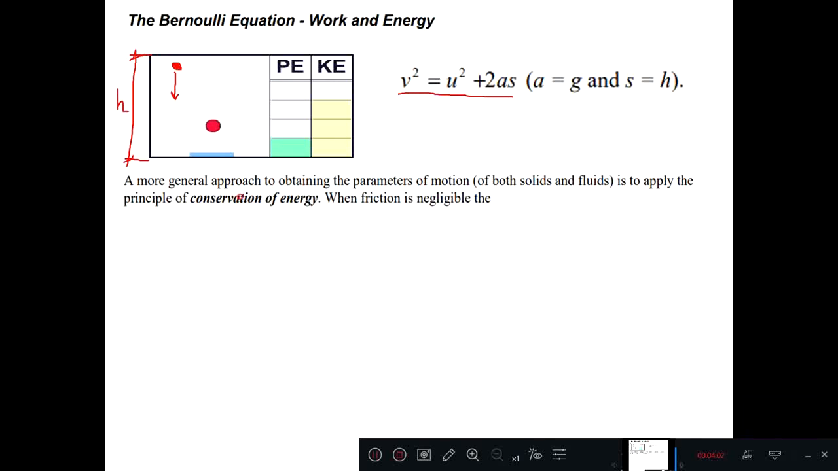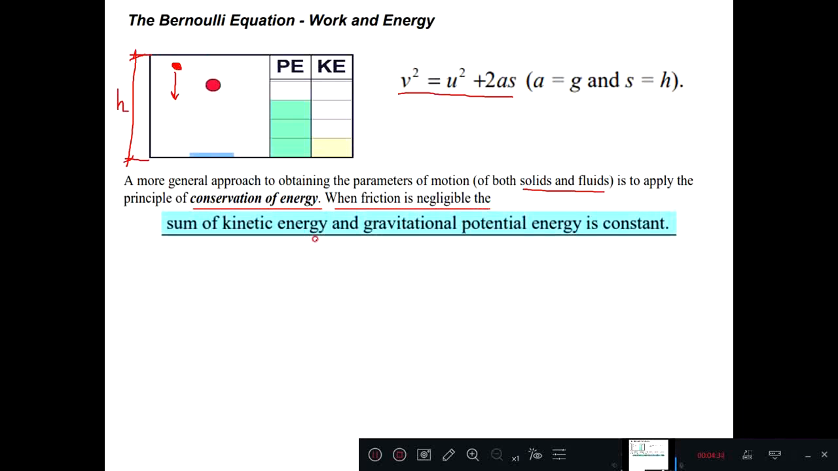Next, a more general approach to obtaining the parameters of motion, for both solids and fluids, is to apply the principle of conservation of energy. This is a very, very important principle: energy can neither be created nor destroyed. So when friction is negligible, we can say the sum of kinetic energy and gravitational potential energy is constant.